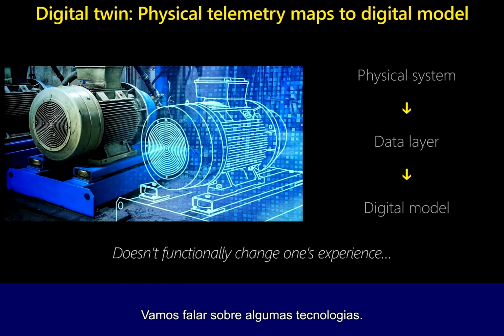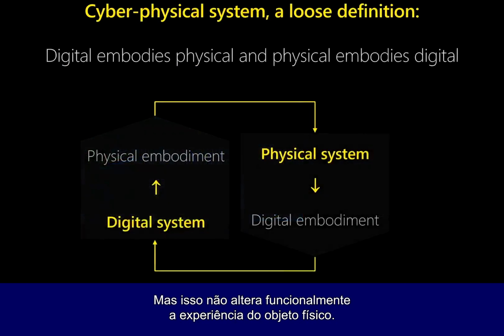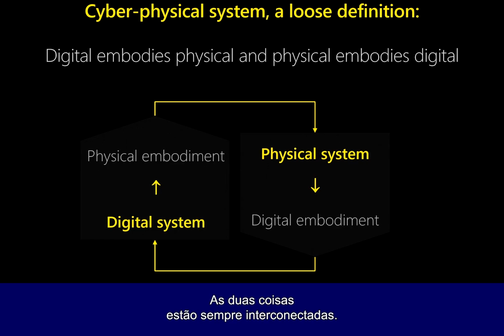Now let's talk about some technologies. Digital twins. This is a physical telemetry maps to a digital model. We can have multiple sensors on a system and then have a model and understand everything that's going on with that system. But it doesn't functionally change the experience of the physical object. In cyber-physical systems, what we have is a digital system that is mapping to a physical embodiment, a physical system that is mapping to a digital embodiment. The two things are constantly interconnected.